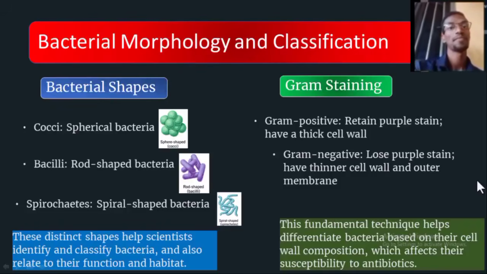C-O-C-C-U-S. Coccus. Or if there are many, we can say cocci, as it's written there. The second group of bacteria have rod shape, a shape that resembles a stick.